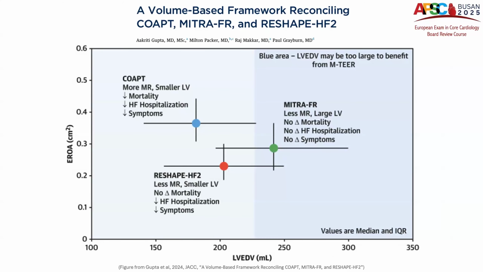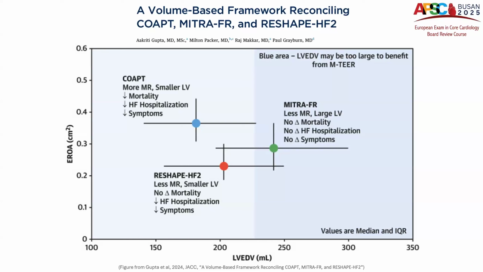You have 3 huge trials in this area. The COAPT trial showed improved survival, heart failure hospitalization, symptoms, and quality of life from TEER versus GDMT for secondary MR. The MITRA-FR trial showed no benefit in survival, heart failure hospitalization, or symptoms from TEER versus GDMT for secondary MR. And the RESHAPE-HF2 trial showed improved heart failure hospitalization and symptoms from TEER versus GDMT, again for secondary MR, although there was no difference in mortality.